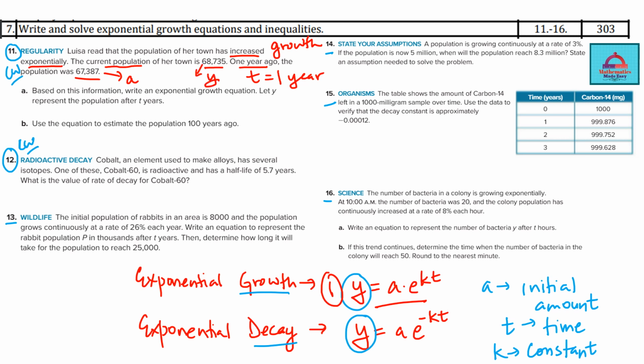So what is not given to you? You are given Y, you are given A, you are given T. The only thing not given is K. So that is what you need to find for sure. So there are two parts to this problem. Part A says, based on this information, write an exponential growth function. Let y represent the population after t years. So you need to write this expression, and formula 1 is to be used. Use the equation to estimate. Estimate means you have to give an approximate value, not the exact value of the population after 100 years. So for this part, definitely you will substitute t as 100. Unit is years. So this is a hint in the question. Let's now solve it on the next slide.